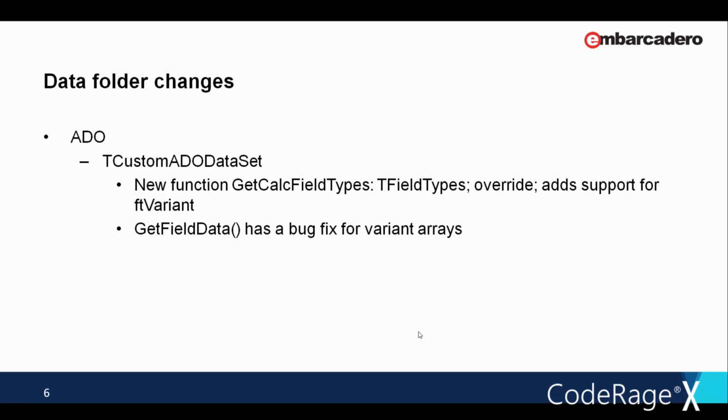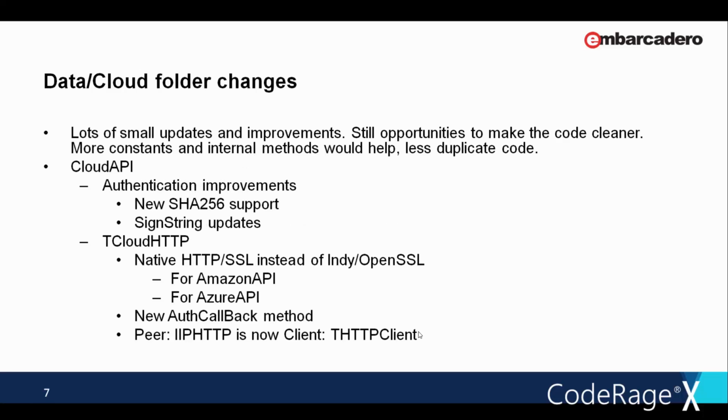So to start with the data folder changes, for ADO there weren't that many changes. It was primarily a T-custom ADO dataset, so it applies to any descendant. There's a new function that's actually introduced in T dataset called get calc field types, and in ADO dataset it adds support for FT variant as one of the calculated field types that it supports. And the get field data function has a bug fix for variant arrays, so it has better support for variant arrays for ADO. So even if you didn't expect improvements for ADO, there is one there.